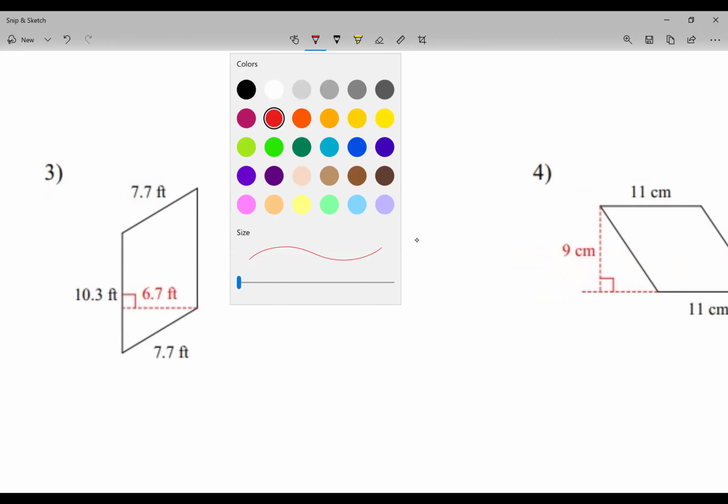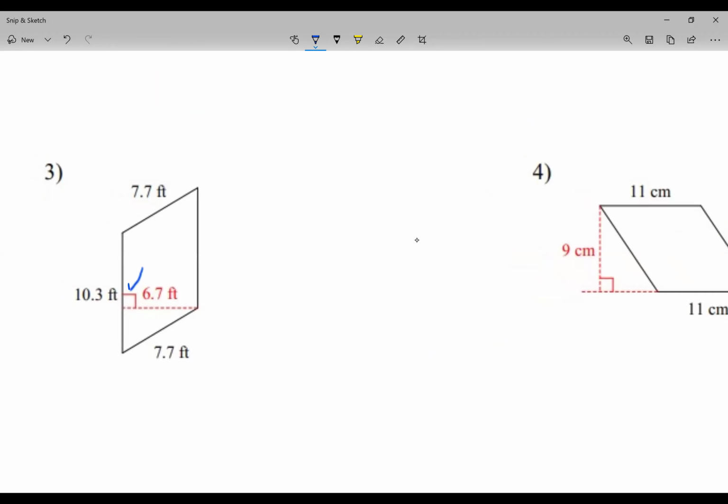So in this case, question number 3, I see my 90-degree angle here. I gotta see what are the measurements that make the 90-degree corner. I see 10.3, that's one measurement, and 6.7, that's the other measurement. So all I have to do is 10.3 times 6.7. Use a calculator if you need to, and I'm gonna get 69.01.